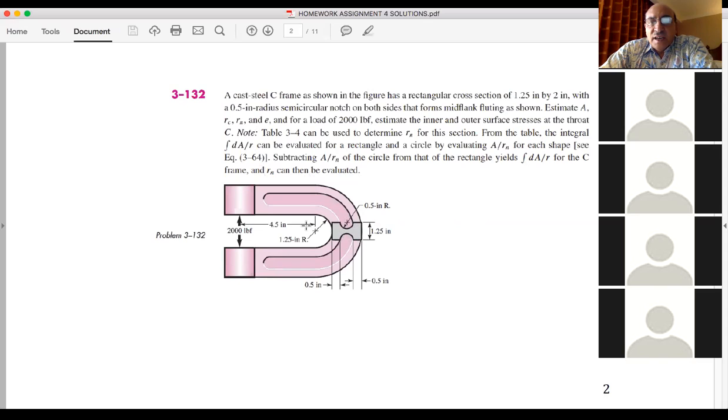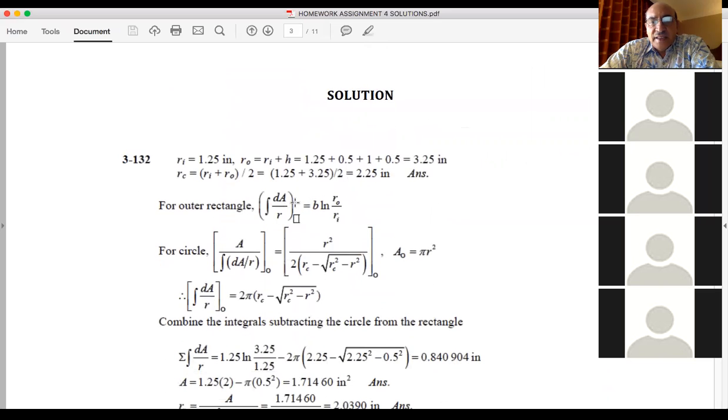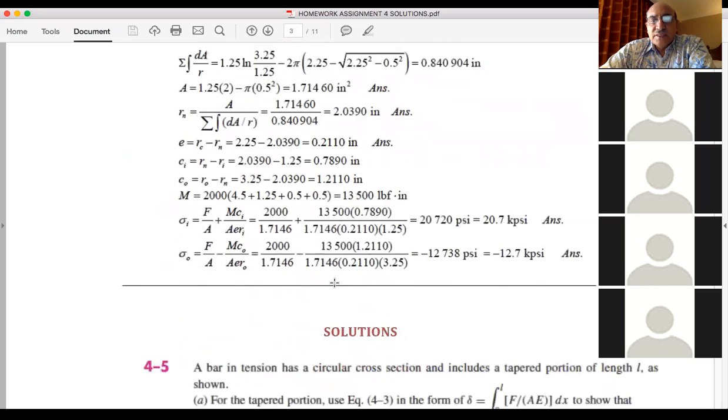So to summarize, you can solve that problem finding the neutral axis by getting this integral dA over R for a rectangular cross-section, and subtracting the dA over R for a circle cross-section. And in fact, that integral dA over R for a circle cross-section, you don't have to do by yourself, because there is a Table 3-4 that can help to determine that for a circle cross-section. So that's kind of the key idea. The rectangle is B log of R outer over R inner, and the circle is given from the book, and therefore we can use these two to reconstruct and get the neutral axis.